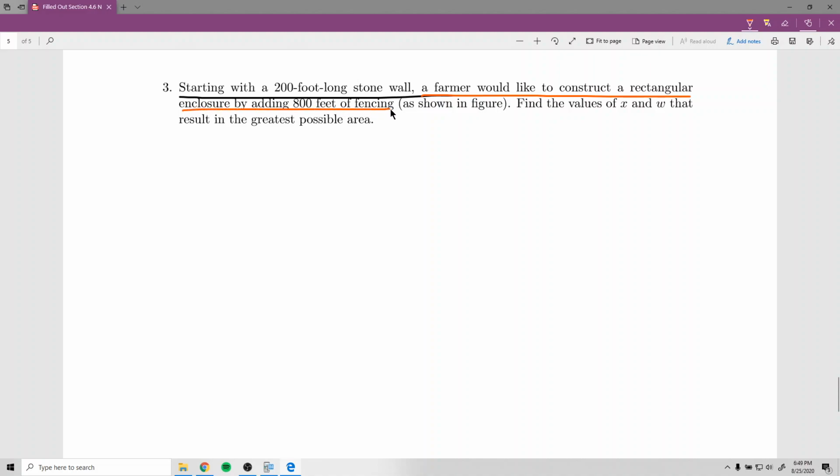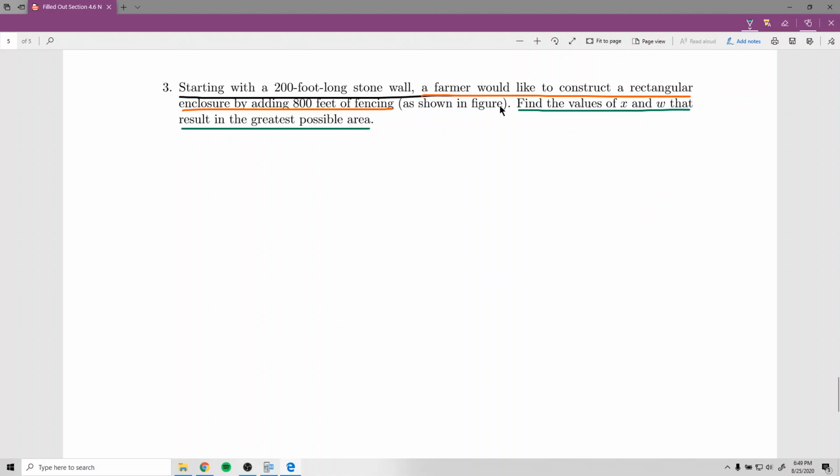By adding 800 feet of fencing, as shown in the figure, so it's provided in the problem. I'm not going to draw it for you and have it not be in the problem. And this is labeled in the figure, so once again, this will make sense when I draw it. Find the values of x and w that result in the greatest possible area.